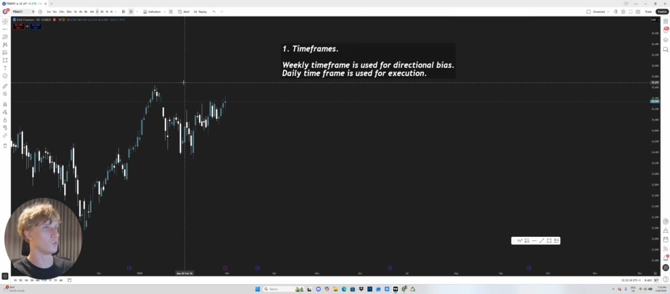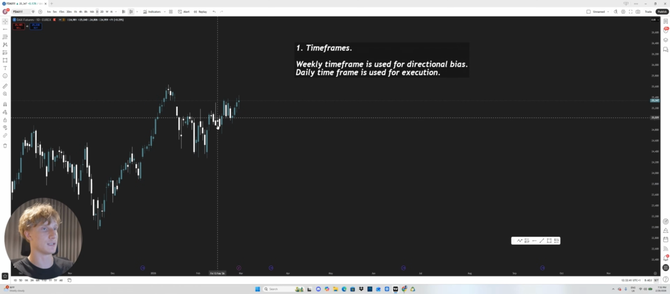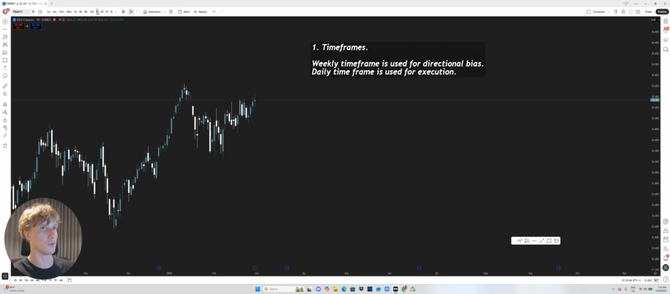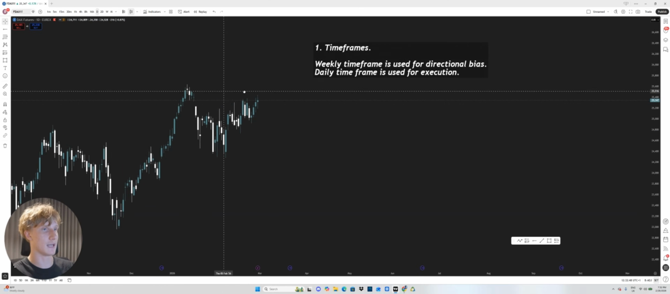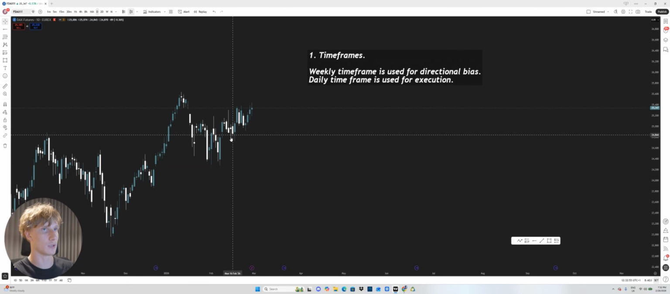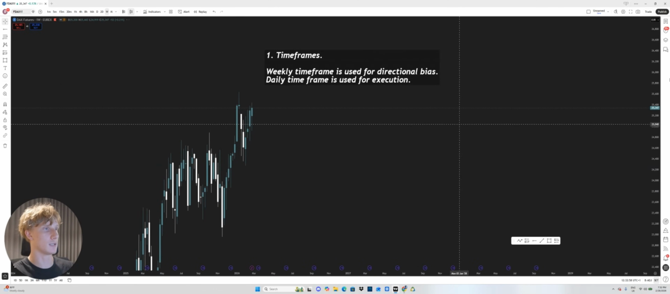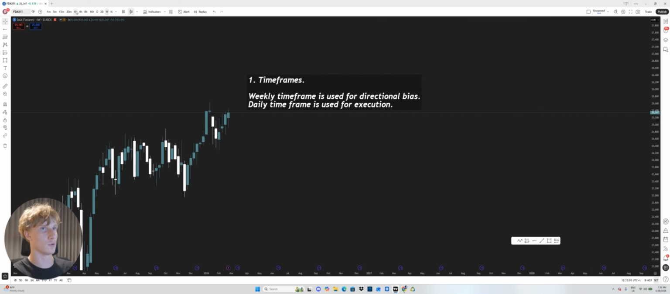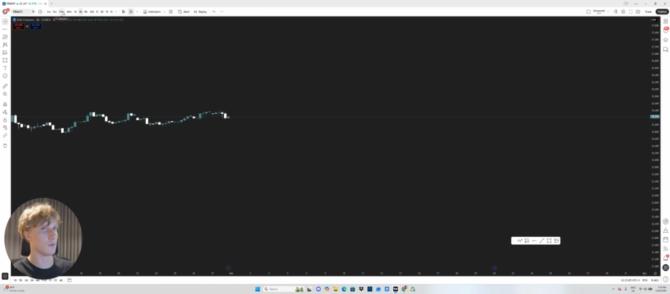For those of you who aren't familiar with what a timeframe is, if you're fresh into trading, a timeframe essentially just allows us to see price over a different time period. Right now we are on the daily timeframe, which means each candle we are seeing represents 1 day of where price has gone. If we go onto the weekly timeframe, every single candle represents 1 week, and so on and so forth. We go to the hourly, the 4 hour, the 15 minute, the 1 minute. Hopefully you get the point.